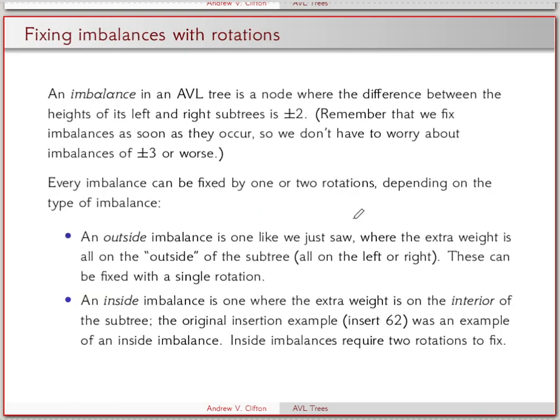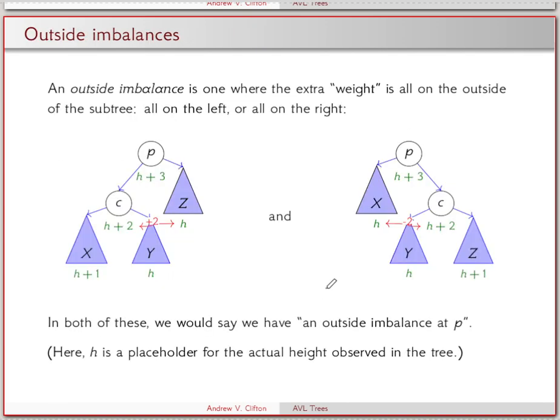Okay, so let's look at what kinds of imbalances we have to worry about. Every imbalance we can fix with either 1 or 2 rotations, depending on the type of imbalance. The imbalances that we just looked at are outside imbalances, where we have extra weight on the outside of the tree, so it's all on the left or the right. We can fix those with a single rotation. Another kind of imbalance, which is the kind that we saw from the very first tree, is an inside imbalance, and that's a little bit more tricky to fix. But first, outside imbalance.